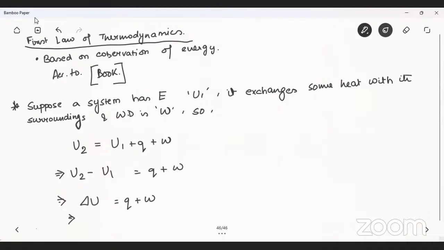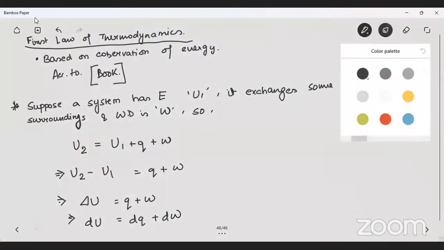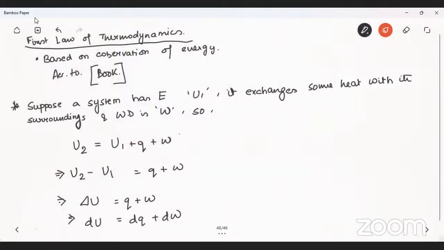So dU is equal to dQ plus dW. This is the derivation for the first law of thermodynamics that can come in your exam for 2 marks. Okay. Now, what is important for our NEET exam? That I'm writing here.